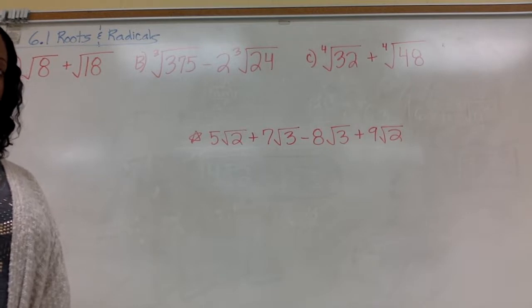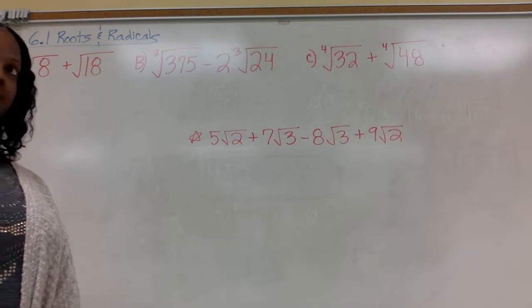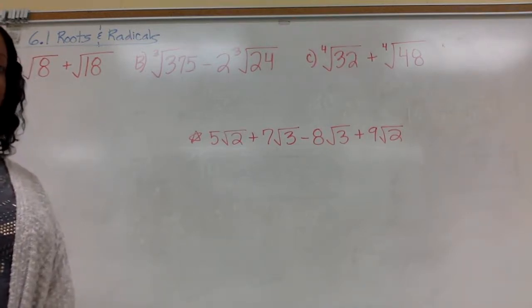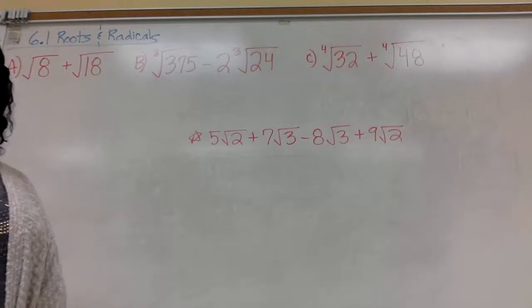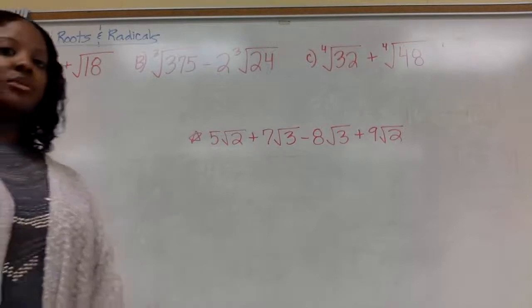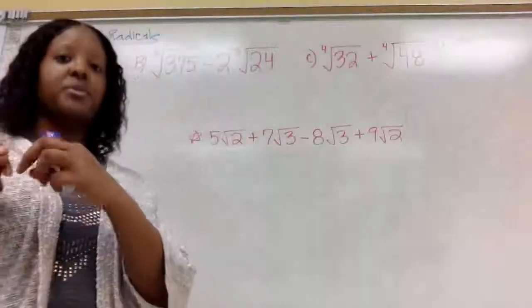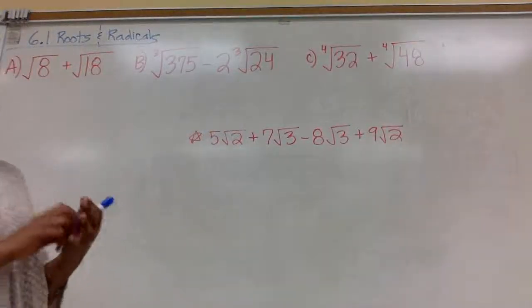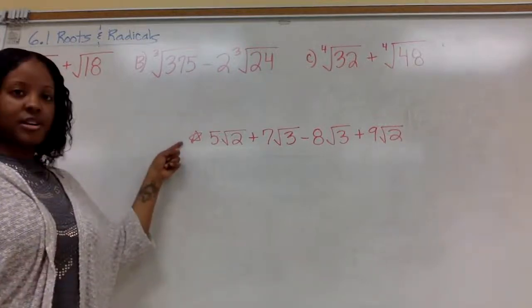So we're still going to use some of our skills from yesterday as far as doing factor trees and looking at the index. So the index tells you what groups you're looking for. Complete groups of the index go on the outside of your square root. Everything else goes on the inside. So I'm actually going to start with this star problem here.